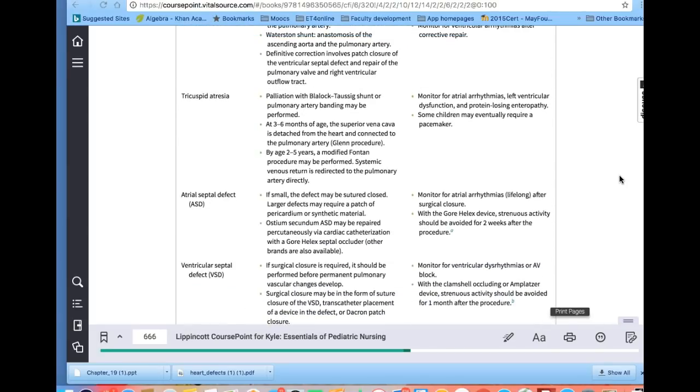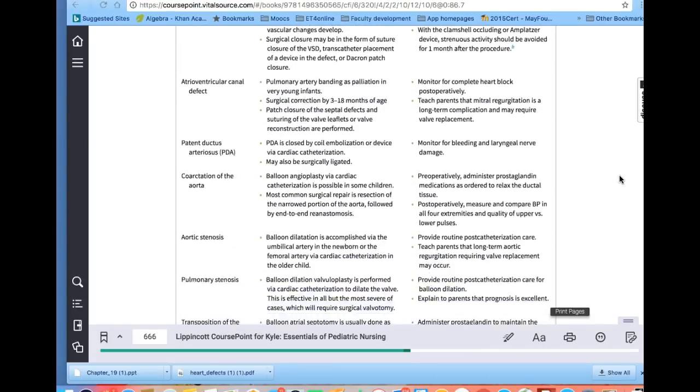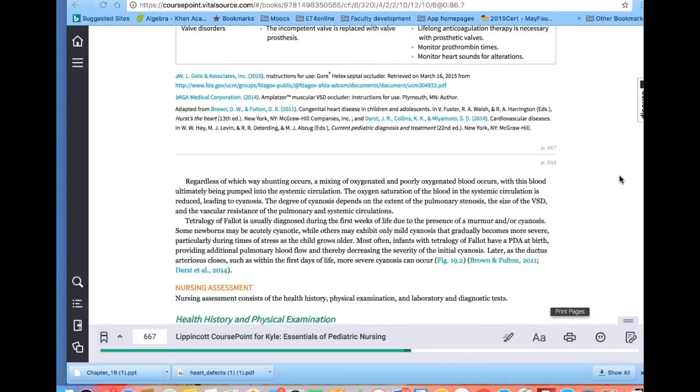Okay. This chart, I'll try to remember to come back to this chart. This chart does give you those defects that are corrected by surgery. And some of them, I'm not going to get off track. So let's just go with tricuspid atresia next.